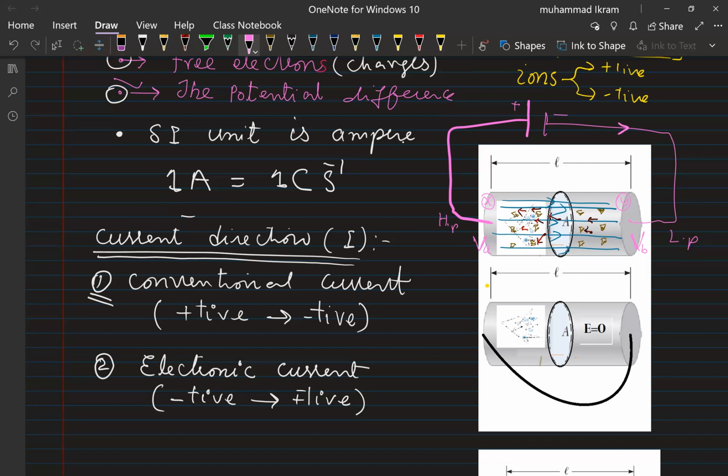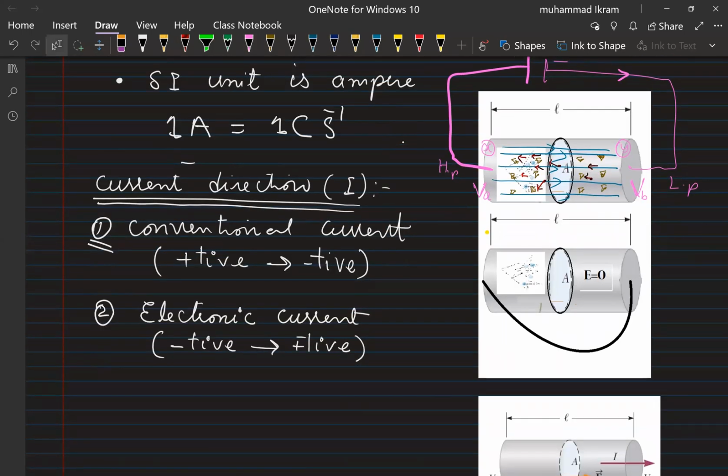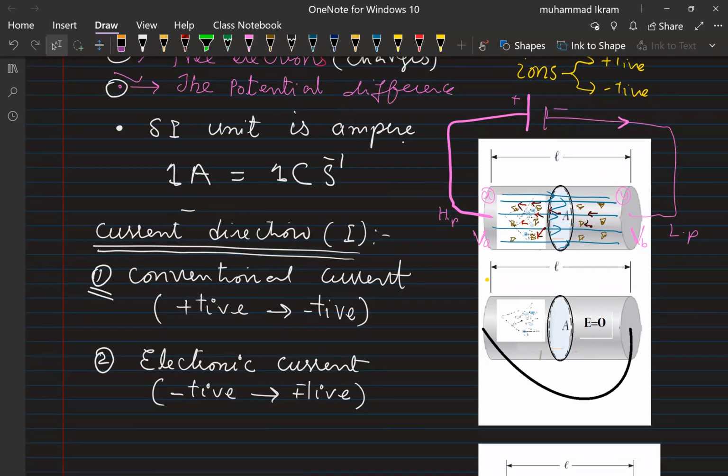Both are correct. The question is why? Because as long as it is not in conflict with the physical quantities, then we can accept it. Why? Because it doesn't make any difference whether the charges move clockwise or anti-clockwise, they will produce the same heating effect, right?